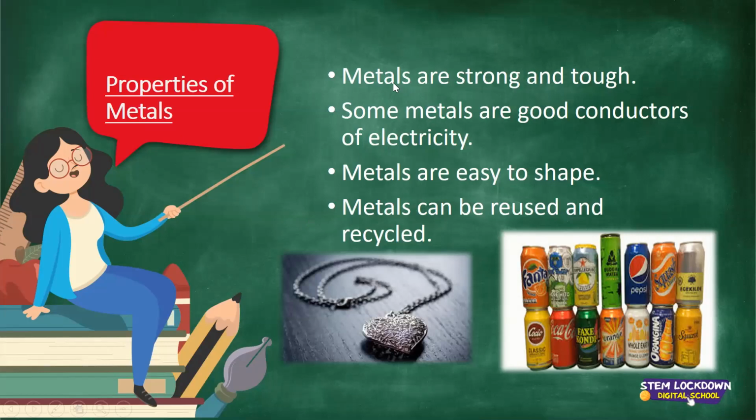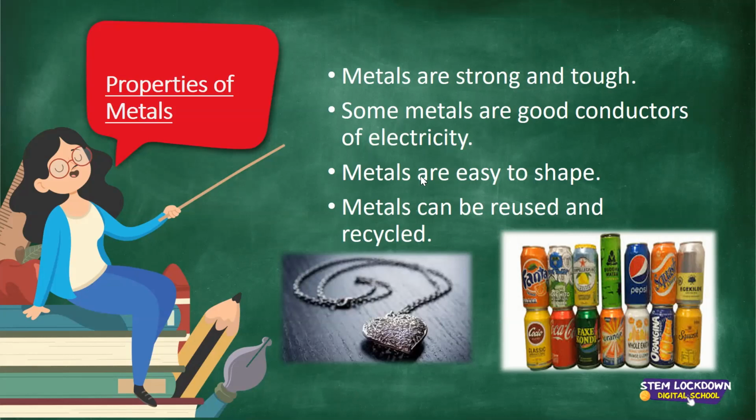So metals, number one, there are the first two properties. They are strong, yes, and they are also tough. Any metal that you come across, you'll realize that they are strong and that they are tough. And then some metals are good conductors. You guys know what a conductor is? A conductor is a metal that is able to allow electricity to pass through. It means that it's able to conduct electricity. They use that metal to produce and provide electricity for us.